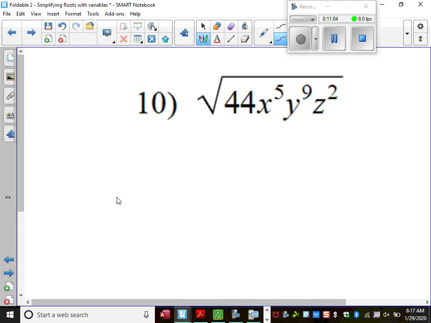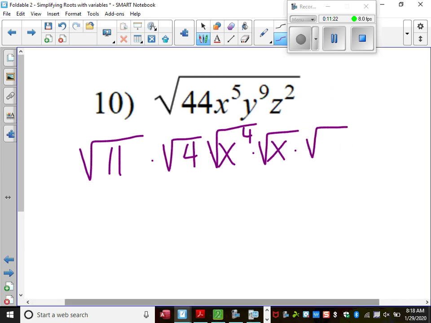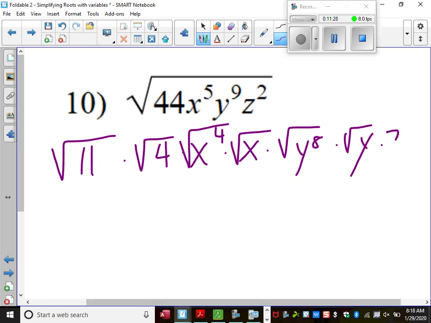How can we simplify 44? 11 and 4, very good. Or 4 and 11, doesn't matter. Then we're going to take the 5 and break it down to 4 and 1. Okay, then we can take the 9 and let's do 8 and 1. And of course, z squared is perfect.